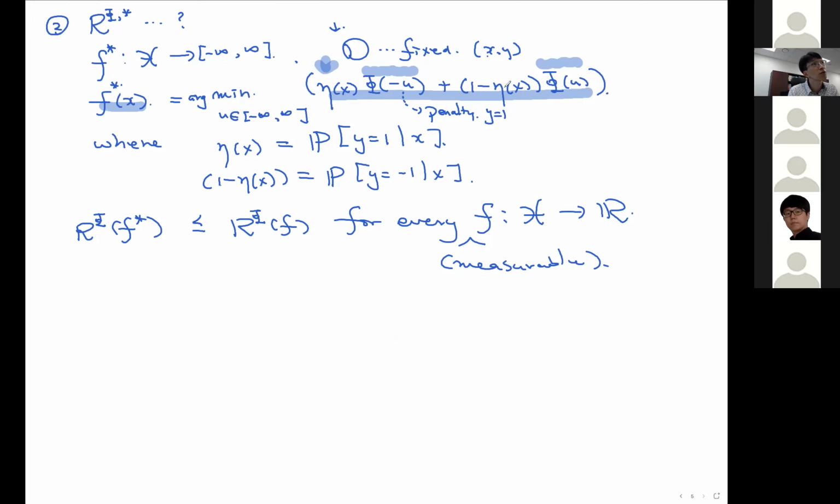And otherwise, if eta of x is really small, so that the chance y has a value minus 1 is large... I think my explanation got messed up. But anyhow, if y is likely to be 1, then we should return u in line with y having a value 1. If y has a value minus 1, then we should return u so that we pay the minimum penalty in that case. So don't worry about my explanation. You can just take this as a definition, and then one can show this is a minimum.